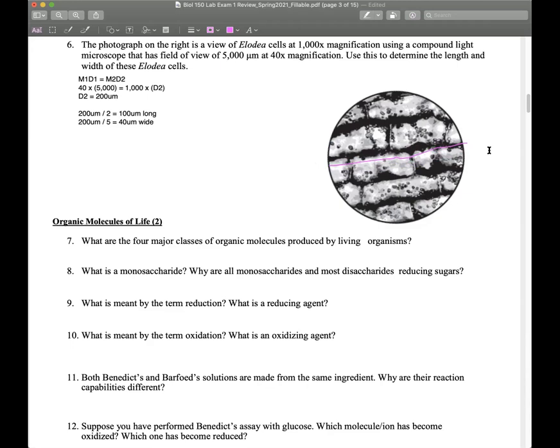I'm sorry, Professor. Can you repeat why you divided it by 5 again? Sure. This was asking us for the length and the width of the cells. The first dimension, the length, would be the longer part of the cell, and that one was pretty easy because it's roughly 2 across. But for the narrower dimension, I was just counting how many widths I saw, going from one end to another. So I saw 1, and then 2, 3, 4, 5. So we have about 5 cells wide on this field of view. Okay. I got it. Thank you.